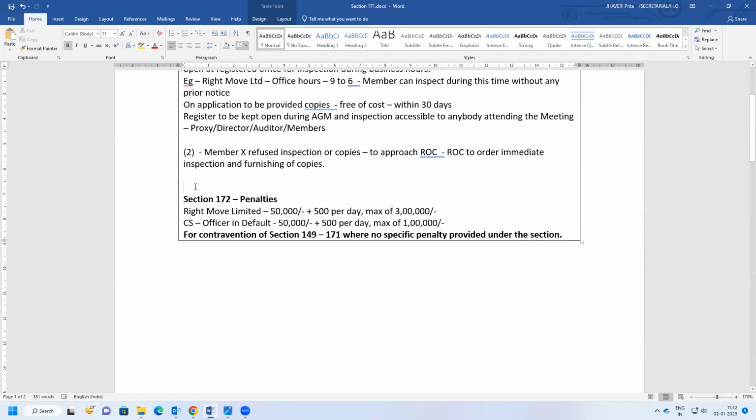Section 172 talks about penalties. In case a section provides for a specific penalty, then penalty will be levied as per that section. But if no penalty is provided, then as per section 172, company will be levied a penalty of 50,000 rupees plus 500 rupees per day, subject to a maximum of 3 lakh rupees. An officer who is in default will be levied 50,000 rupees plus 500 rupees per day, subject to a maximum of 1 lakh rupees.